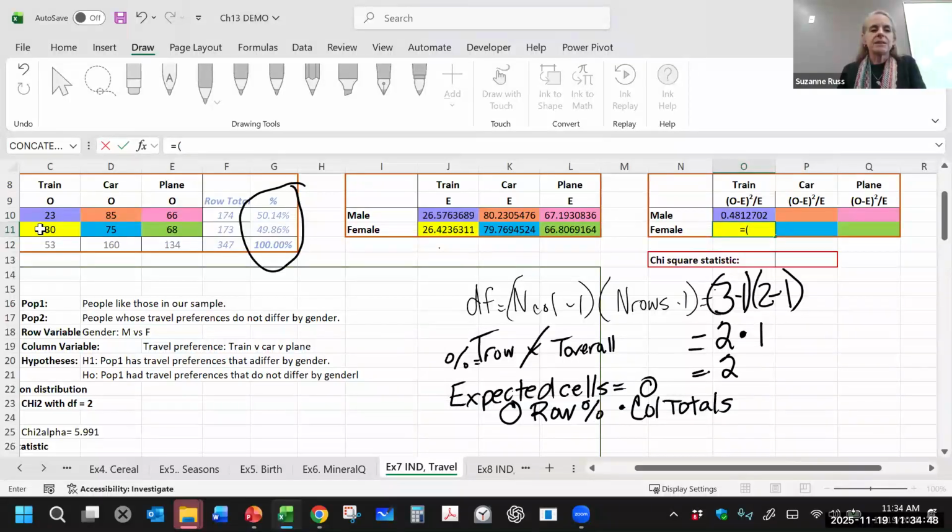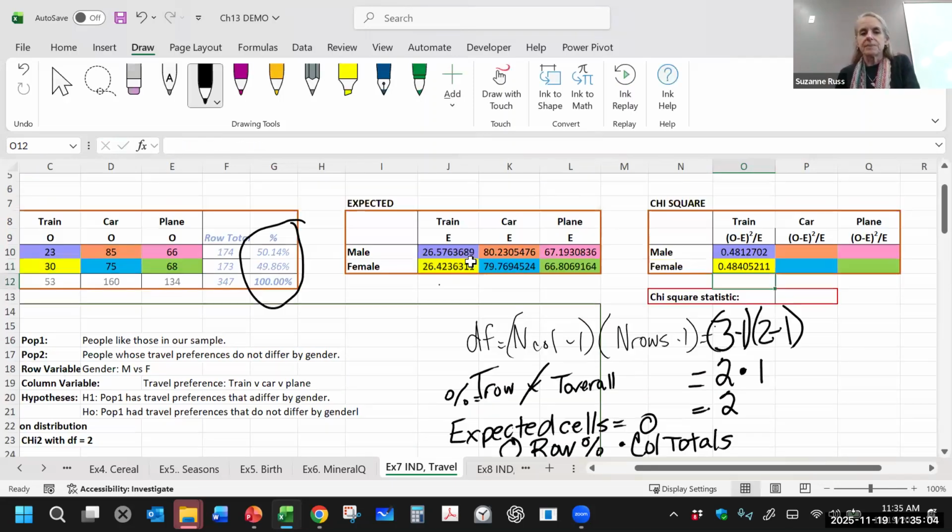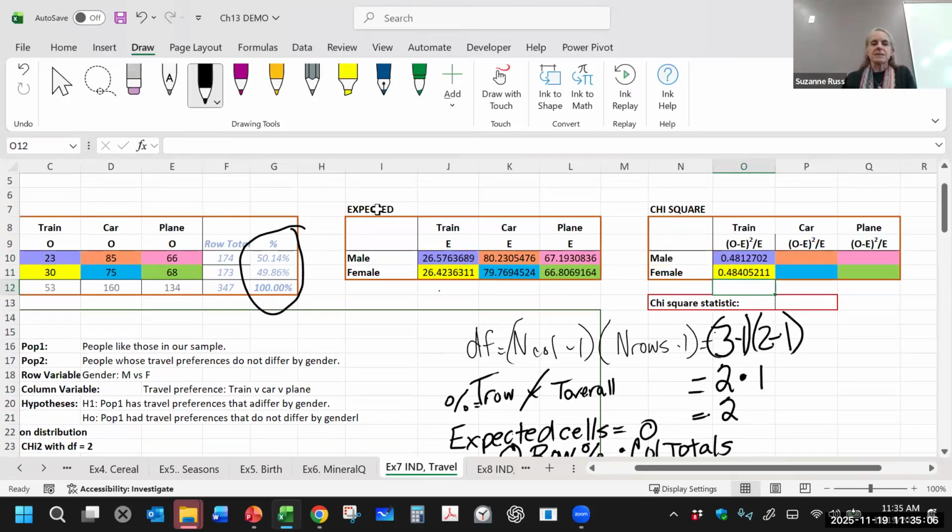I'm in yellow. I'm in the O for females. So there is the O minus the E. And I square that. And then just divide by that E again, that yellow train under the expected column. This is our expected column.